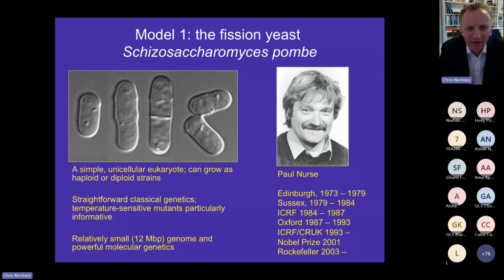It doesn't have all of the features of multicellular animals or plants. But it does share this basic biology of the cell cycle. And that's what attracted the character on the right, who's Paul Nurse, to investigate the cell cycle in this organism. He reasoned that it would be genetically simple enough that we might be able to learn something about the cell cycle by studying this organism.